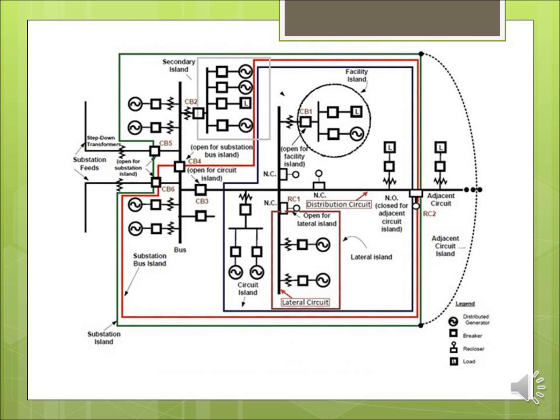The distribution circuit island in purple boundaries. The substation bus island in the red boundaries, the substation island in the green boundaries, and the adjacent circuit island in the green boundaries plus the semicircle on the right. As you can see, for each of these island definitions, it is defined by the circuit breaker or recloser which opens, which connects or disconnects the island with the macrogrid.